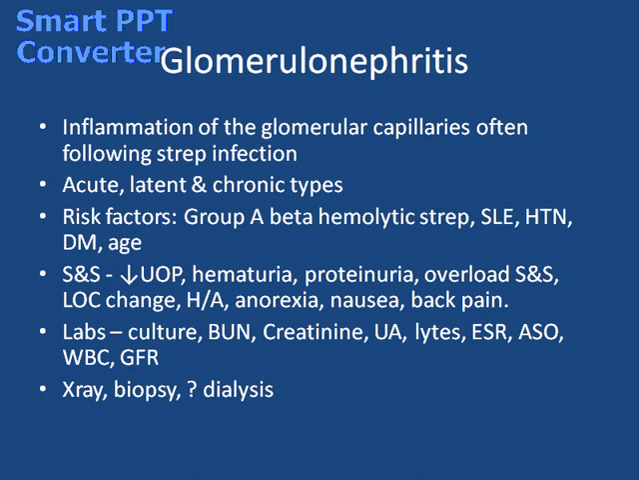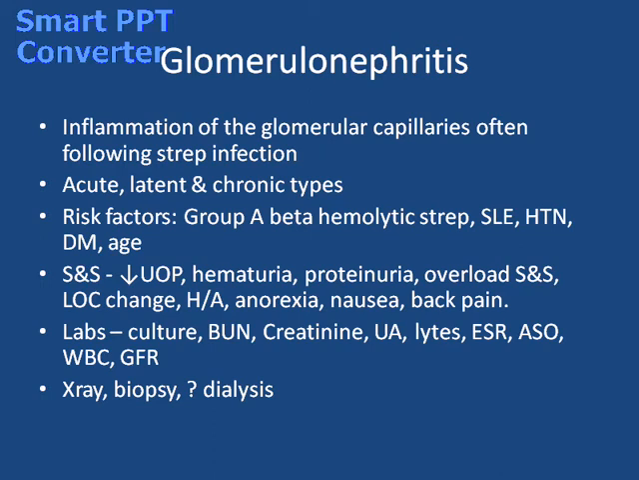We may do an ASO, which is an anti-streptolysin titer. So we're looking for the presence of strep antibodies. We're going to look at an erythrocyte sedimentation rate, WBC count, and a glomerular filtration rate, a GFR, which is the filtration rate of the kidneys. It's the best indicator of kidney function.